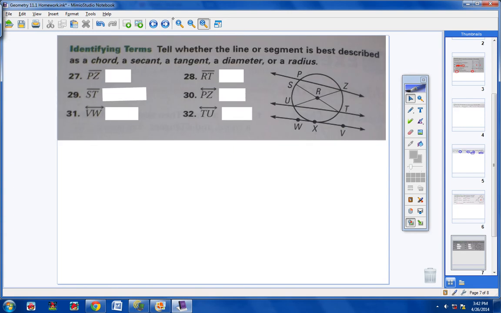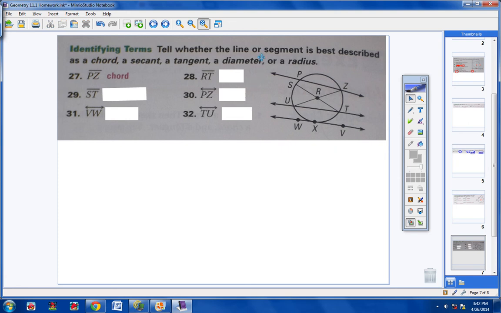Okay, finally this, and we're finished. Tell whether the line or segment is a chord, secant, tangent, diameter, or radius. So PZ, segment PZ. Here's P. Now, it's segment, not line. So segment PZ. That segment is inside a circle, and its endpoints lie on the circle. That's going to be a chord. So we call that a chord. This is a really good review of the notes, students.